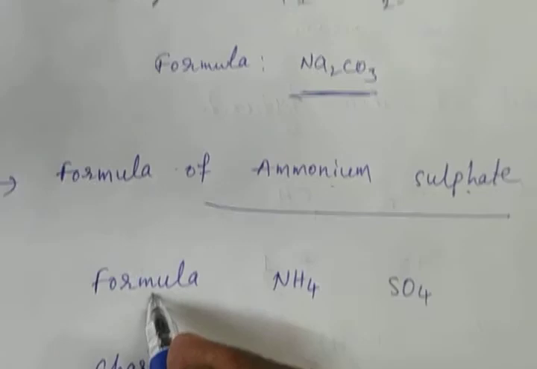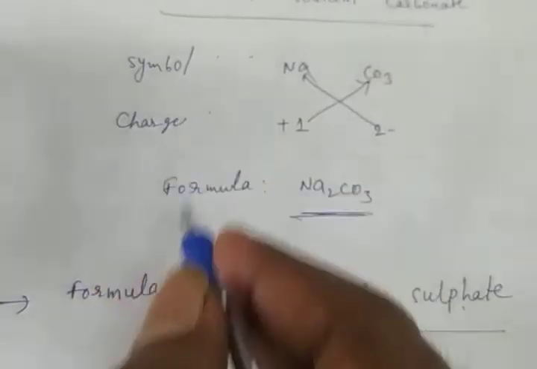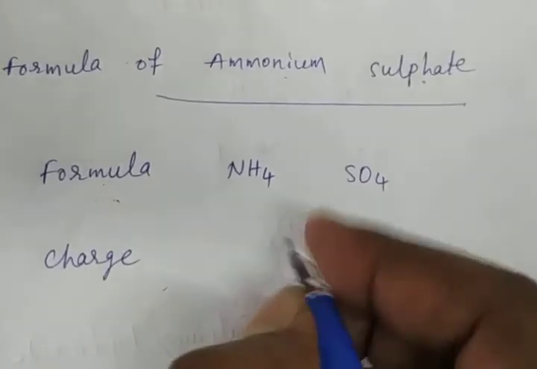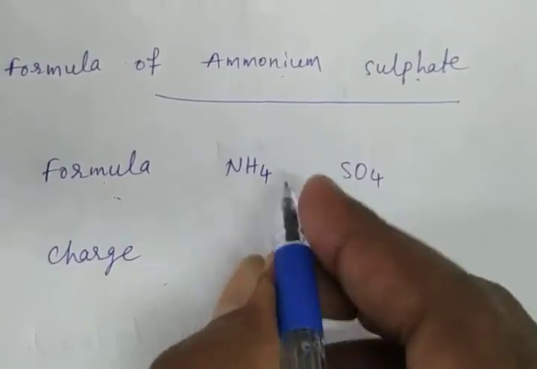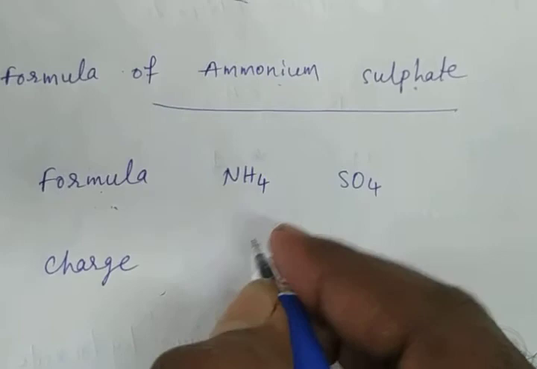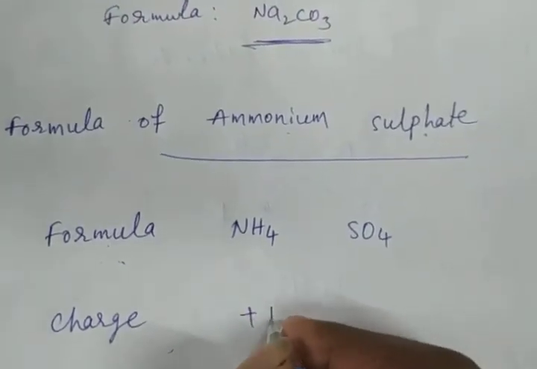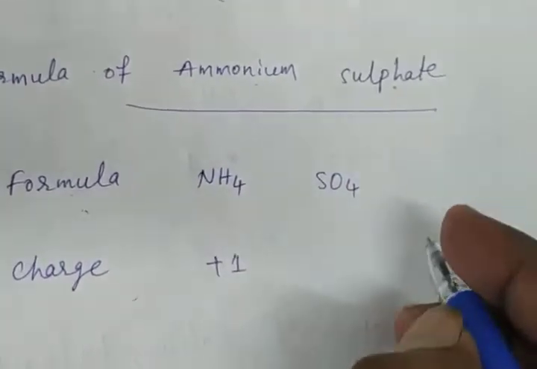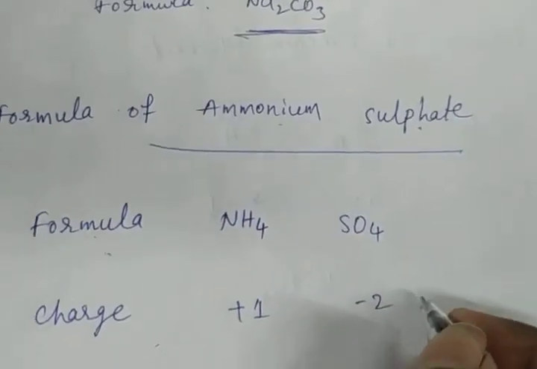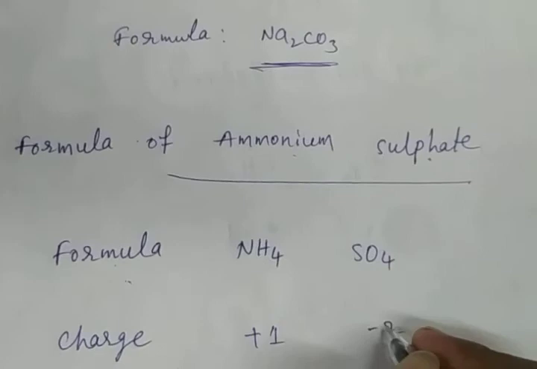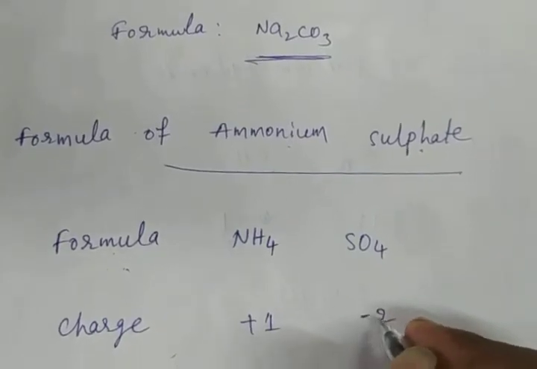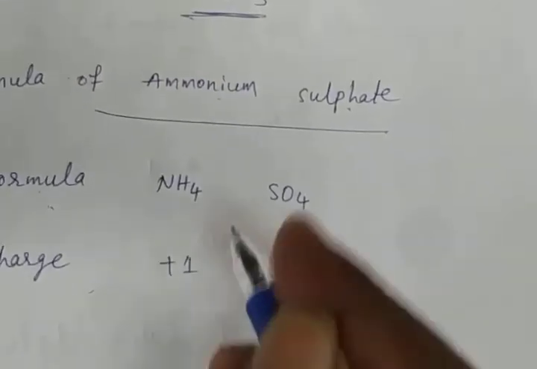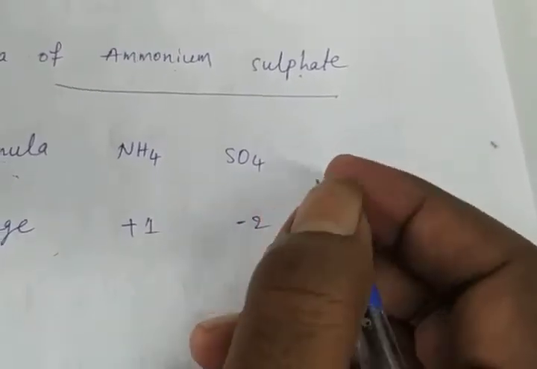Here I have written the formula; before that I wrote the symbol. Symbol or formula, both are the same, so don't get confused. Now the charge. What is the charge of NH4, ammonium? Ammonium has a +1 charge. And sulfate is an anion with charge -2. Writing -2 or 2 minus is the same. NH4 and SO4 are the formulas.